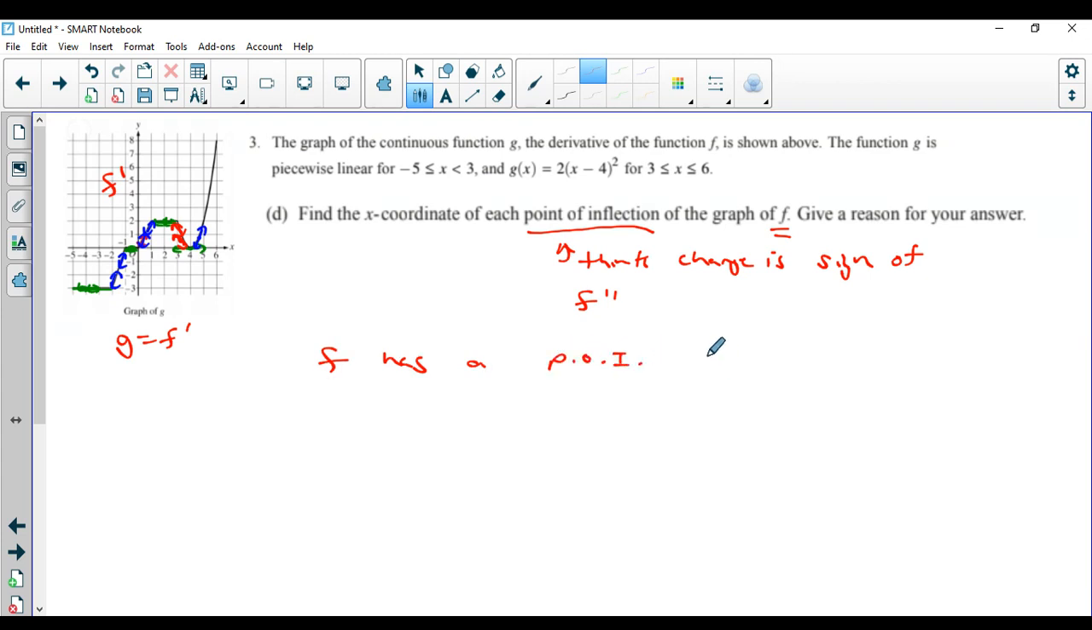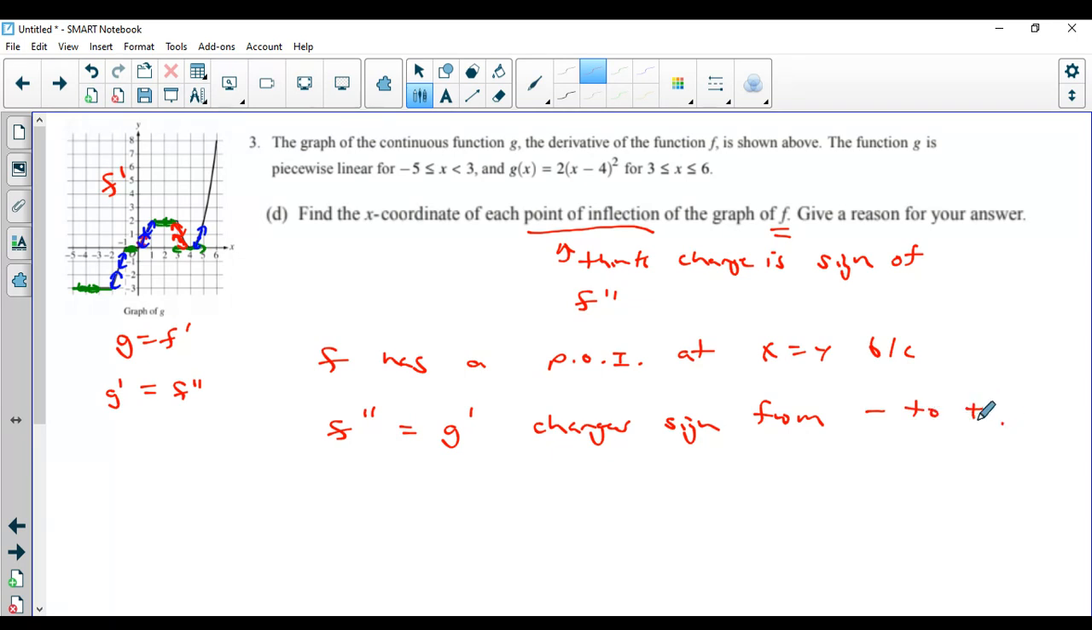at x equals 4 because f double prime, which, by the way, what is f double prime in terms of how they labeled this, in terms of the graph of g? Well, wouldn't that be g prime? That makes sense, right? So if g equals f prime, then g prime equals f double prime. So because f double prime, which is g prime, changes sign from negative to positive right here.